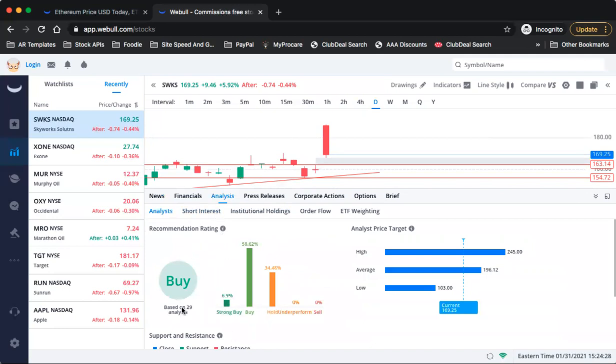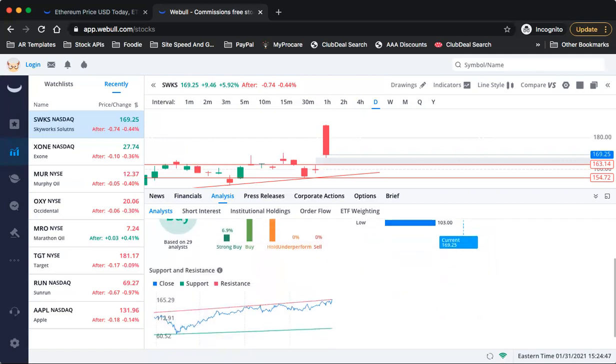The rating is a buy. Out of 29 people, 58% rated as a buy. Strong buy by 6% of it, then hold and no underperformance sell, which is great. You can see we still have a long way to go. 196 is the average, and some of them are saying it's 245. So we got a long ways to go, and you can see he's trying to break through this resistance line right there. You can see it goes all the way, all the way, all the way. The support is way down here.